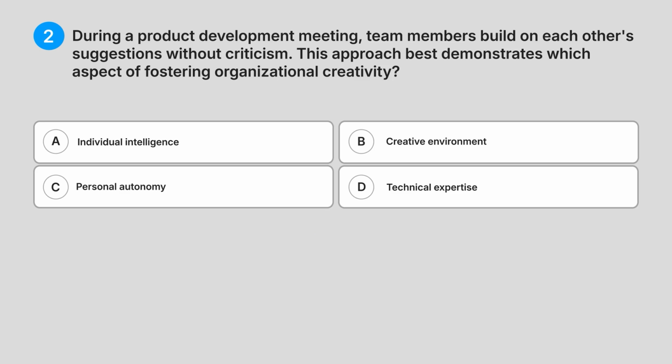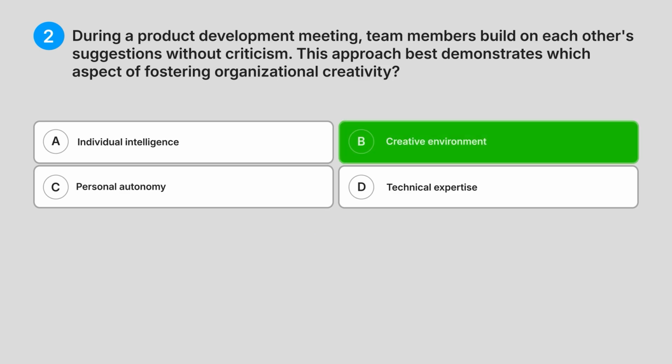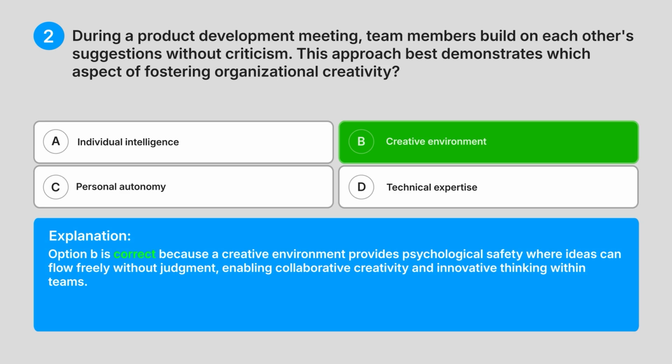Correct answer, B. Creative environment. Explanation. Option B is correct because a creative environment provides psychological safety where ideas can flow freely without judgment, enabling collaborative creativity and innovative thinking within teams.